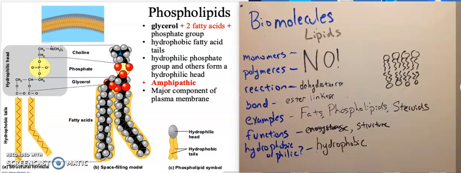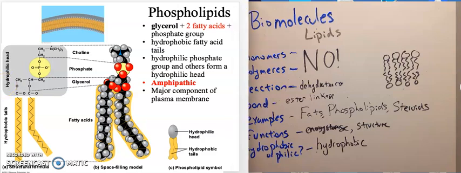And it's that shape, this double layer of phospholipids, that makes up the membrane of cells. This is the phospholipid bilayer. And all cells, from bacteria to humans and everything in between, have a cell membrane that is arranged like this.